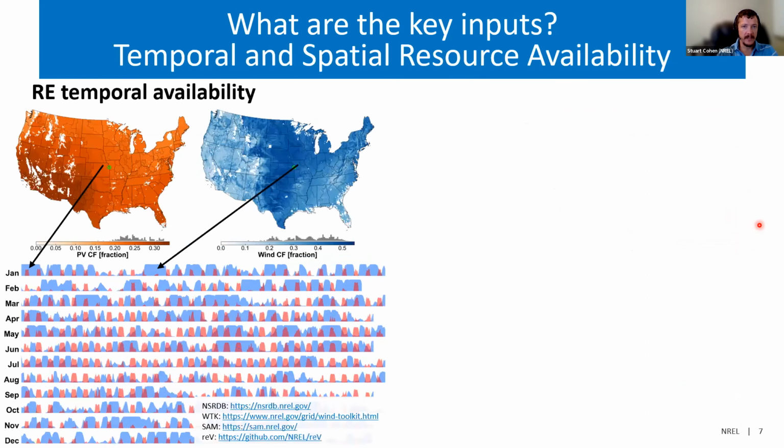For temporal resource availability, the model actually does start with hourly data for wind and PV. That starts from a gridded resource assessment data that Anthony will talk about a little bit later today. And that's in order to get obviously the heterogeneity of the resource across the United States, both in time and in space.